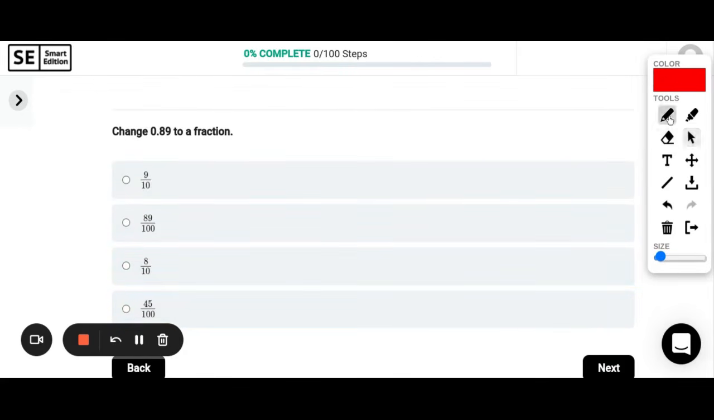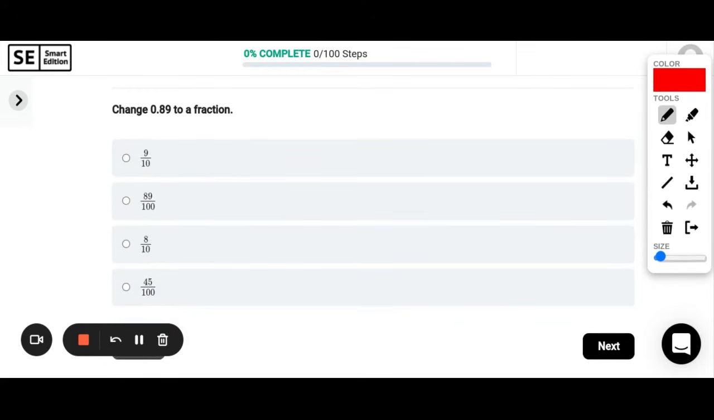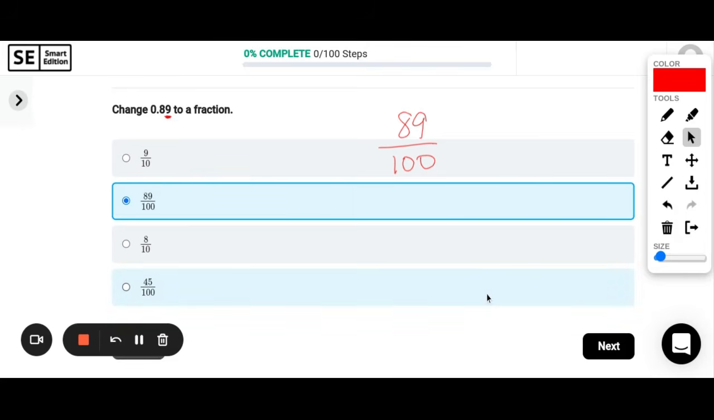Okay, change 89 hundredths to a fraction. So when we're talking about going from a decimal to a fraction, if we know the place value that the decimal ends in, so in this case the 9 is in the hundredths place, I can just take the 89 and put it over 100. So knowing your place value is super helpful for this. So 89 over 100 would be the fraction that is equal to 0.89 or 89 hundredths.